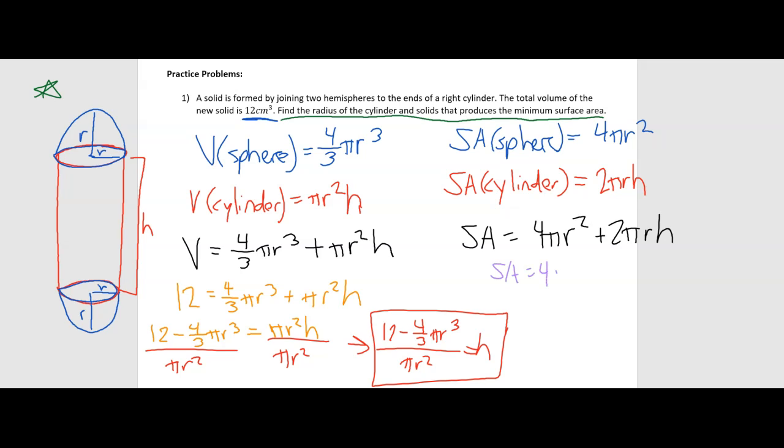Surface area is equal to 4 pi r squared plus 2 pi r times 12 minus 4/3 pi r cubed all over pi r squared. Now this is going to be where they test our algebra skills, because I'd really like to simplify this before I take the derivative, right? I don't want to have to do the product and the quotient rule here mixed up with a bunch of power rules. So let's try to simplify what's in purple and make it a little bit easier on us when we take the derivative of the surface area.